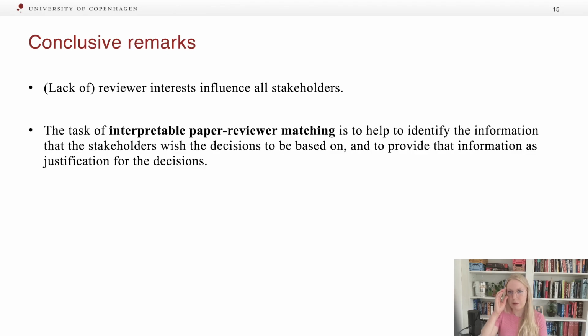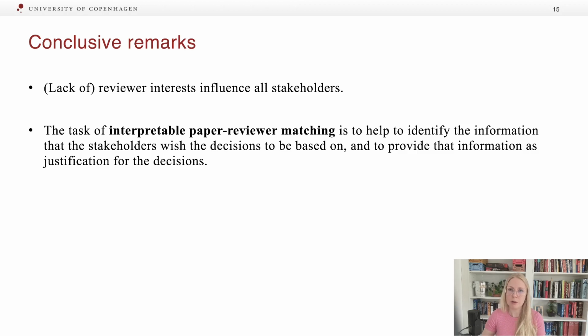So we further find a lack of transparency in the matching and lack of relevant information given to editors, which leads us to formulate the task of interpretable paper reviewer matching as one where the goal should be to help identify information that the stakeholders themselves wish the decisions to be based on, and to provide that information as justification for the decisions, rather than faithfully interpreting systems that may or may not rely or have access to such information.